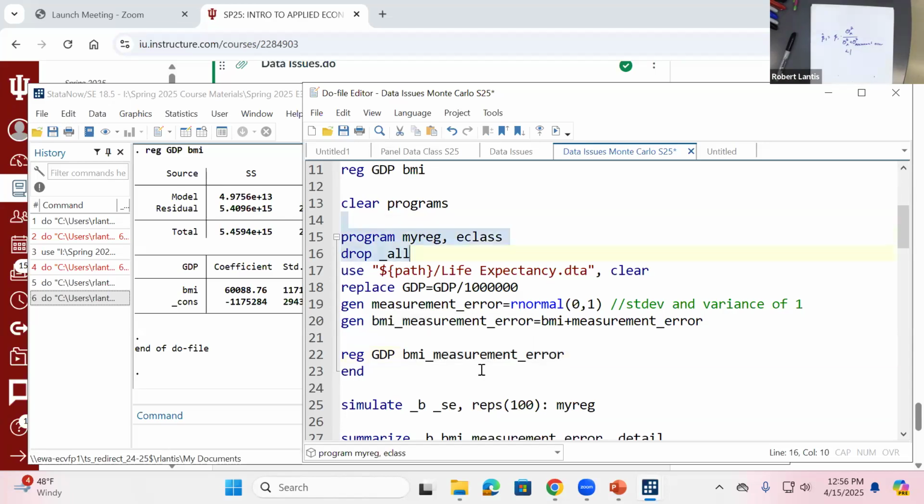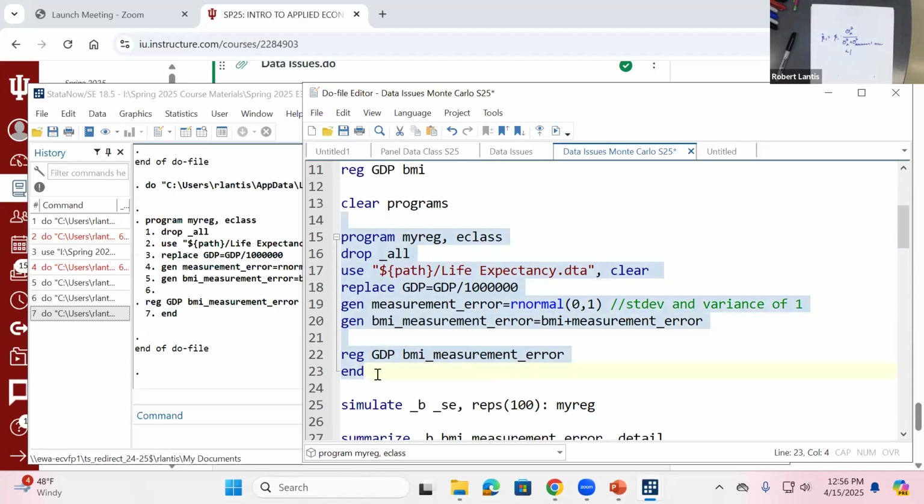So I define the program. Now, anytime I use my simulate command, I'm going to say, okay, look, run this program myreg and do it 100 times. So the reps here is 100. And this is just the syntax. I'm not going to expect you to know this or run your own simulations, but just to prove to you some of the things we talked about with measurement error. Save the coefficients and the standard errors. So I'm just going to save those two values, the coefficient and the standard error, from the regressions of all 100 of these simulations.